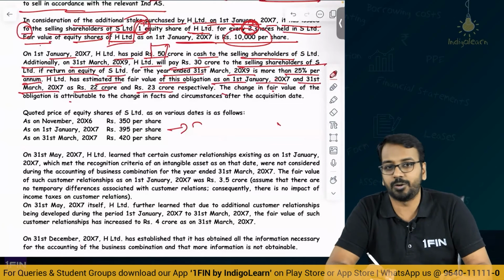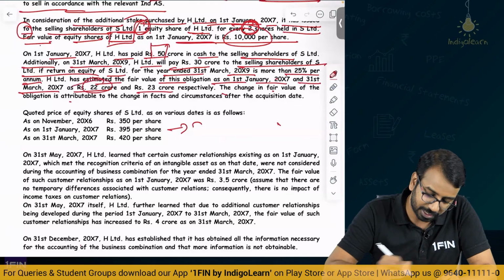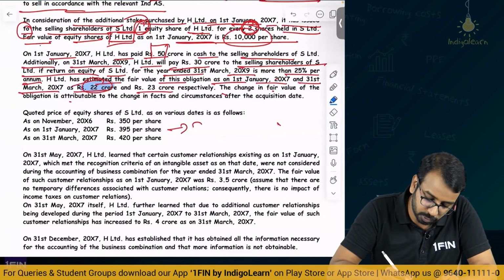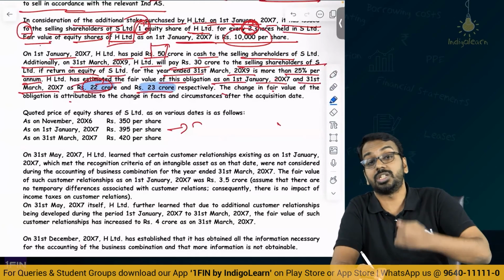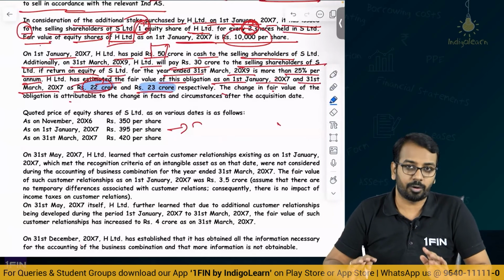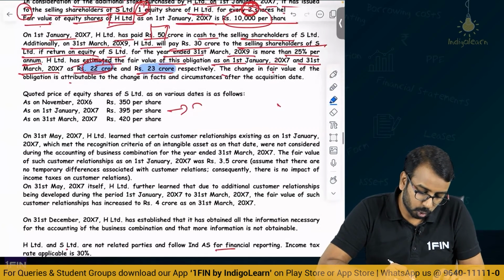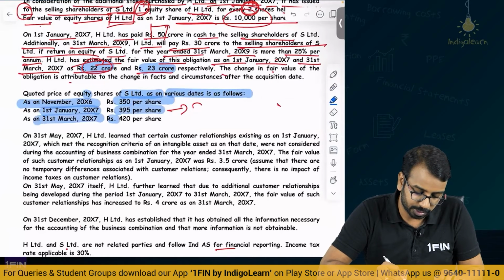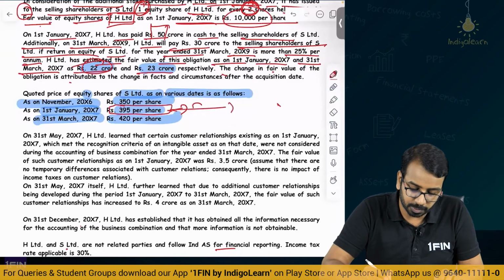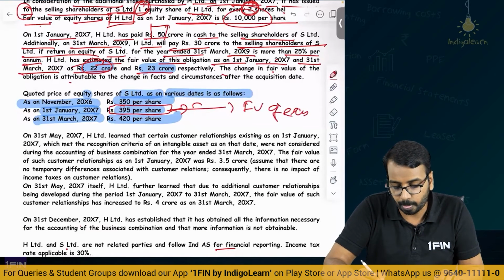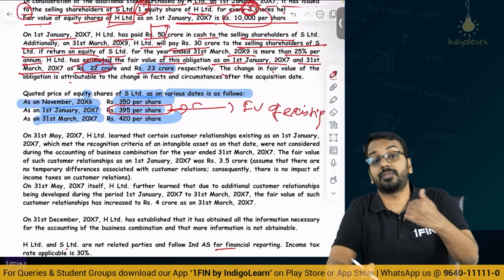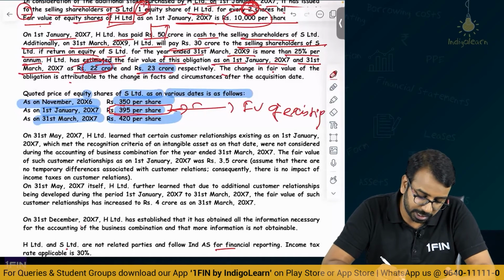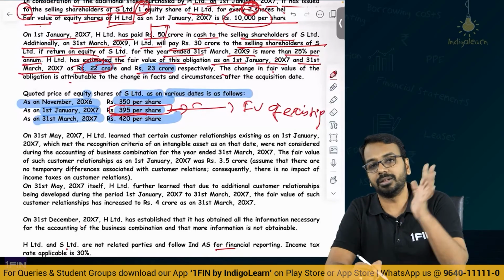This is a contingent consideration and we have to take fair value on the date of acquisition, which is 22 crores. So what do we do with this 23 crores? Now that 23 crores is a change in liability. Subsequently you have to account for it. Quoted price of equity shares of S Limited on various dates are given below. On November 350, 1st of January 395, 31st of March 420. For us, what is relevant? For us, this 395 is relevant for the purpose of calculating fair value of existing stake. So whatever is the fair value of existing stake, that you will multiply by 395 and you will get the valuation.